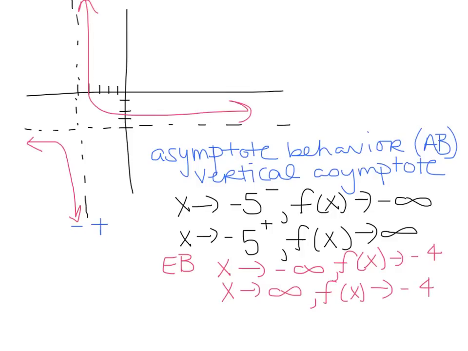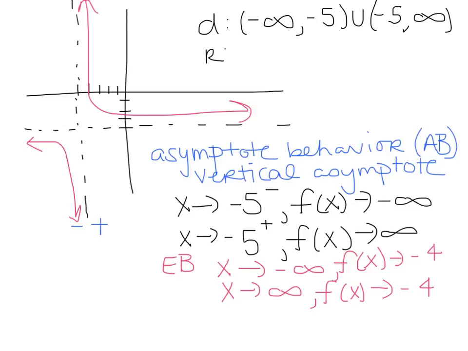Let's add the domain. So the domain is from negative infinity to my vertical asymptote, which is at -5, union -5 to infinity. And then your range is from negative infinity to your horizontal asymptote, which is -4, union -4 to infinity.